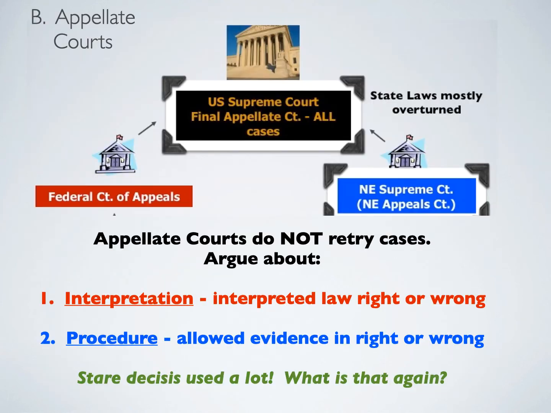We then talked about the idea of federal courts of appeals, the Nebraska Supreme Court, and the U.S. Supreme Court. They do not retry cases. They will look at interpretation, procedure, was it done correctly? And then they will make a determination based upon what they see of that record on those two issues.